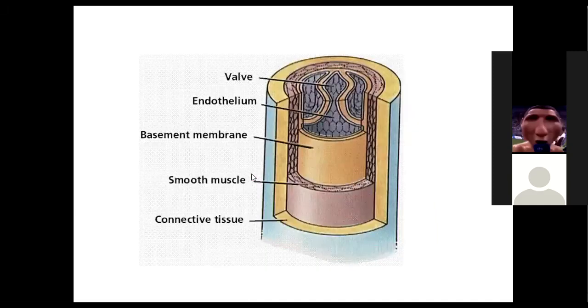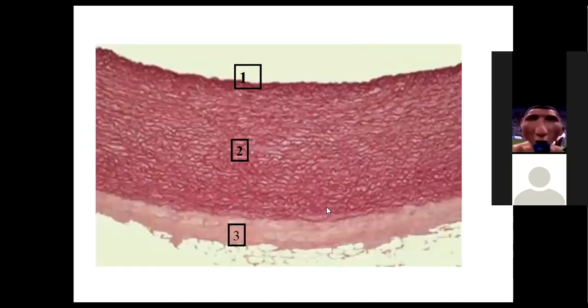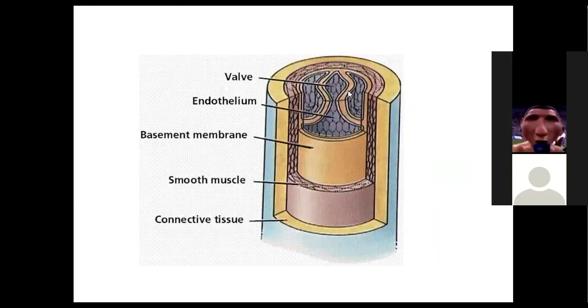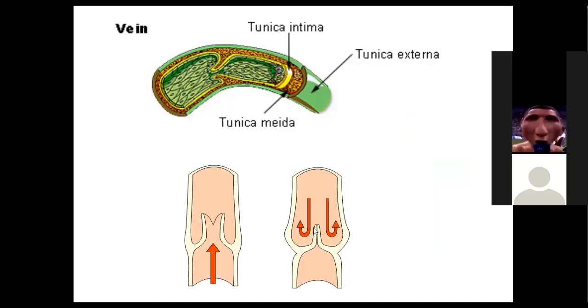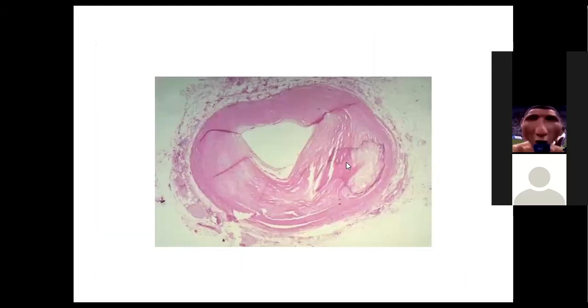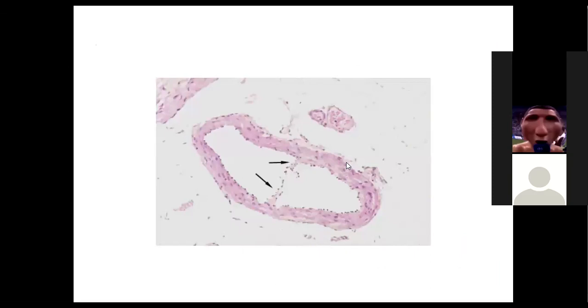What about this? Yes, this one is valves. One minute, I will show you valves. It has gone. Valves, yeah? And here valves. This is the aorta. This one is aorta, you're right. But this one is vein. It has a valve. Also here, what is it?